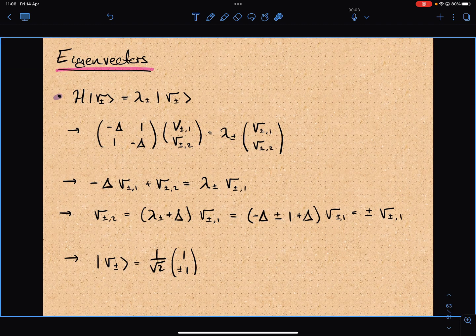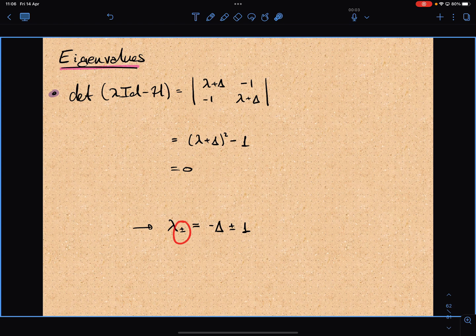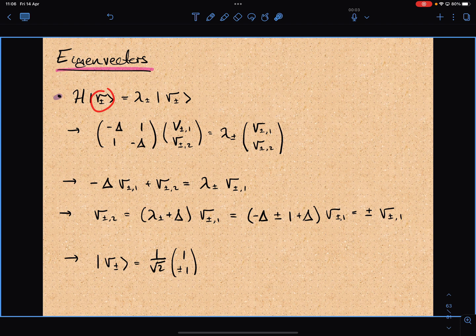And then once I have the eigenvalues, I find the eigenvectors by solving this equation. I'm labeling the eigenvalues by the plus or minus here, so the eigenvectors are going to be plus or minus. And so I have this system of equations, and then I look at the first equation, and that's going to give me V2 in terms of V1.